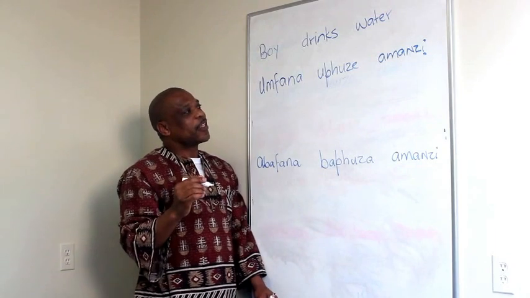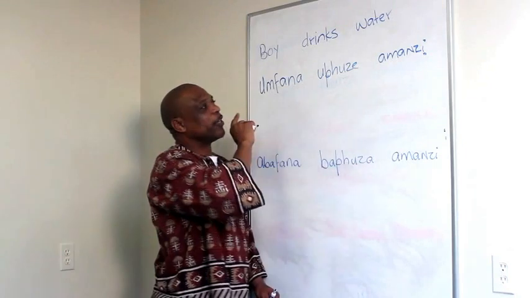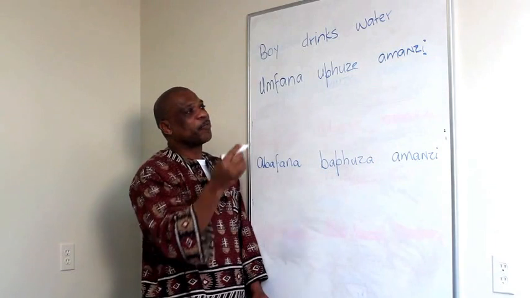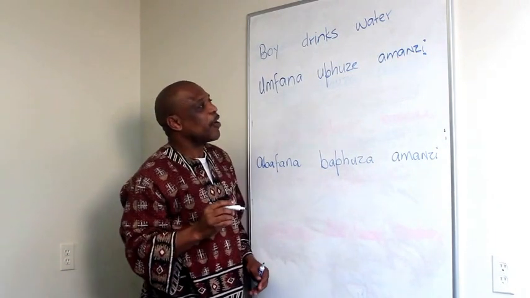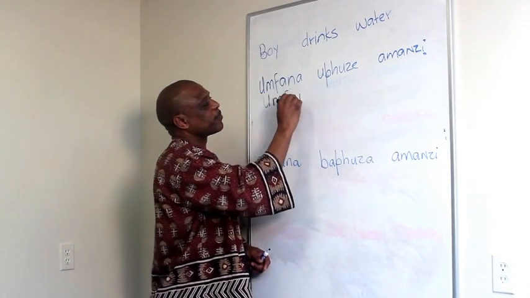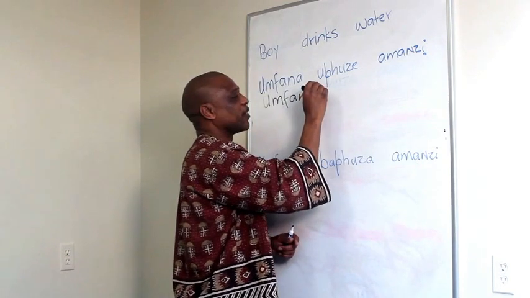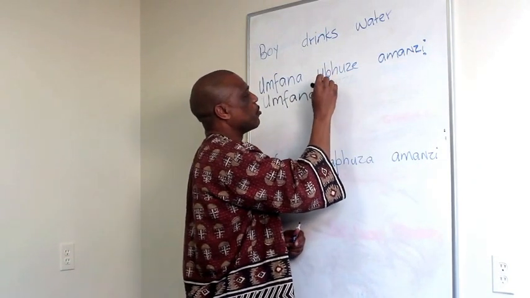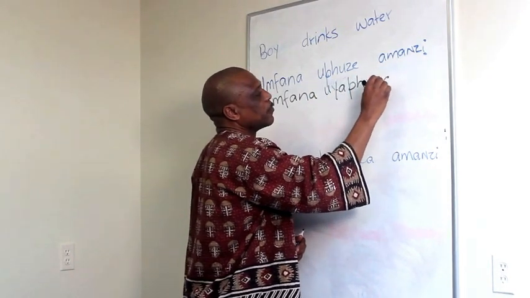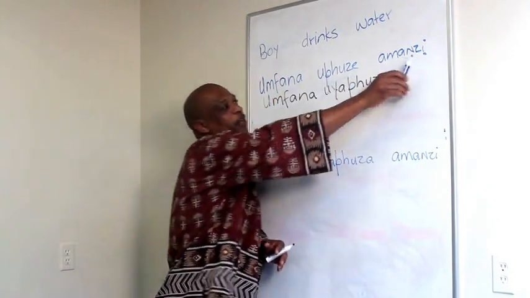Now, there is another situation where you may have the same sentence, but you don't have an object. They don't tell you what the boy is drinking. That's the sentence I want to rewrite here, so we can put it into recent past tense. Here's how you write that sentence. Umfana, in the present tense now. Umfana uyaphuza. A boy is drinking. We don't know what the boy is drinking.